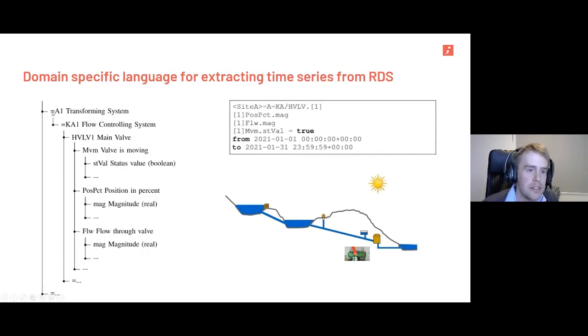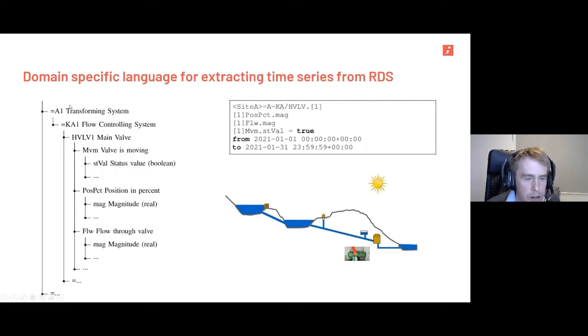So there is a transforming system according to RDS in this hydropower plant, which is transforming the energy from one kind to another. And then there is a flow controlling system here, which is the main valve for this transforming system. And then this is now part of IEC 61850, which is describing.